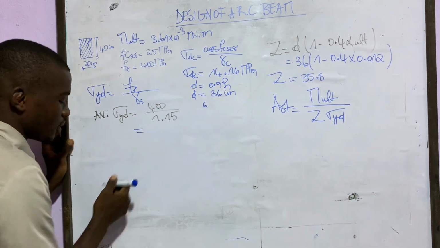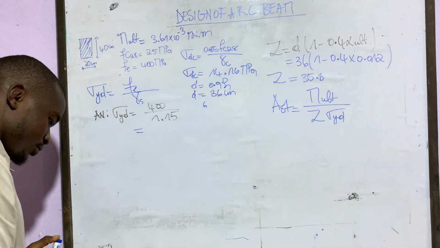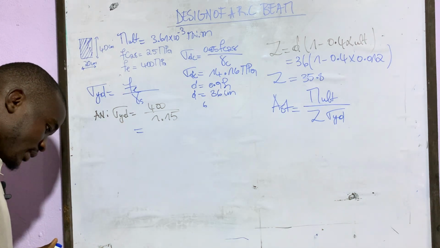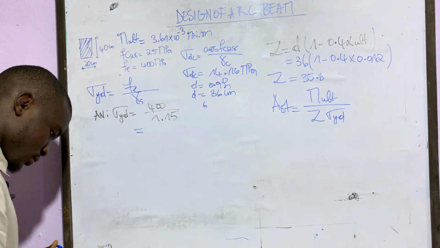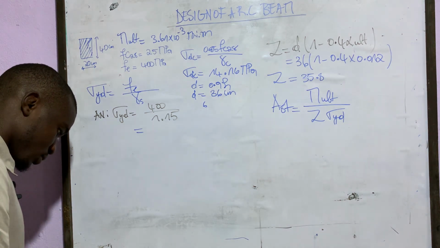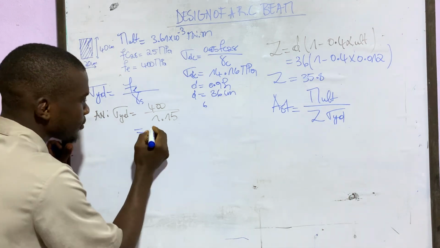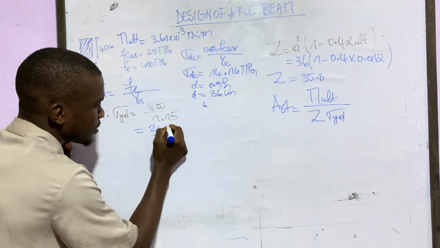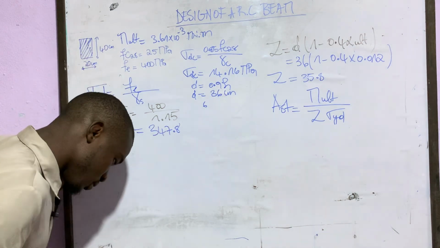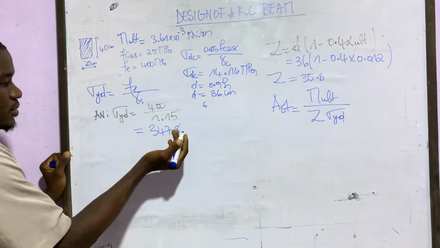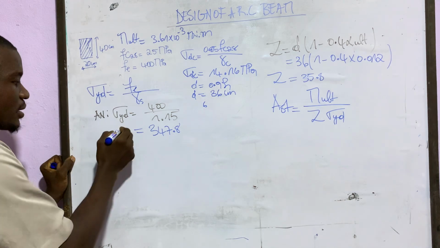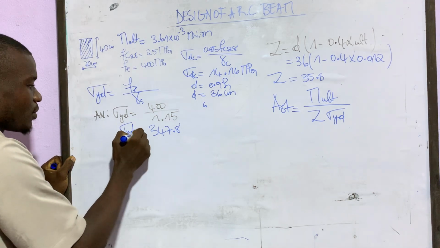So we'll have to punch the value quickly. We have 400 divided by 1.15 is equal to 347.8. We'll take one decimal place. So this is the design strength of our steel, sigma YD.